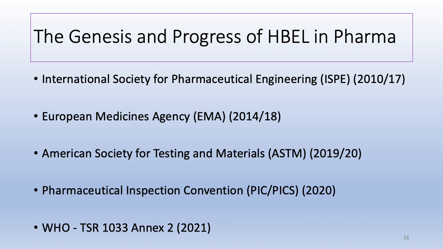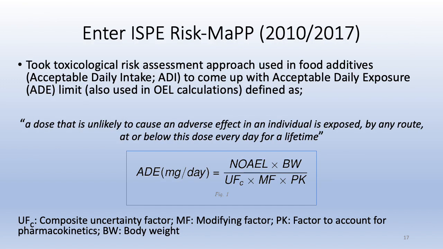So just in a few slides, I just want to quickly go through the different calculations from these different organizations or organs. So the ISPE risk map took the toxicological risk assessment approach, which was used in food additives. And like I said, the issue of risk assessment has been part of the toxicological field, or the field of toxicological sciences. So in food, they use what's called the acceptable daily intake, and the ISPE came up with the acceptable daily exposure limit.